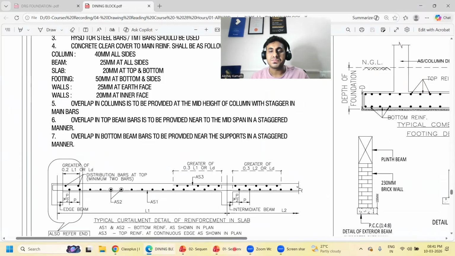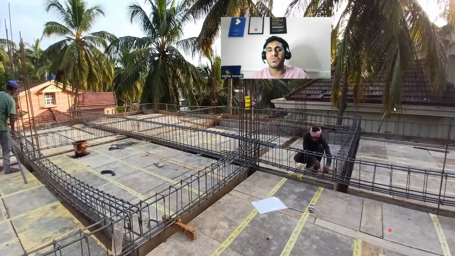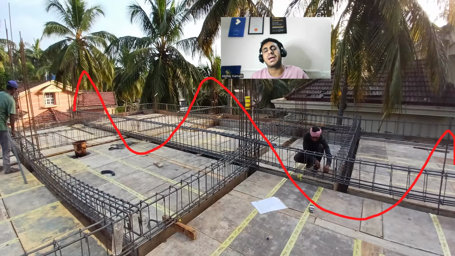Coming back to this, coming to the beam portion. If I ask you to draw the bending moment diagram of this beam, there is a negative bending moment near the support. At the center, it will be a sagging bending moment. Then again, it will be a negative bending moment. Since it's continuous, I'll show you like this. This is a typical bending moment diagram of your beam.